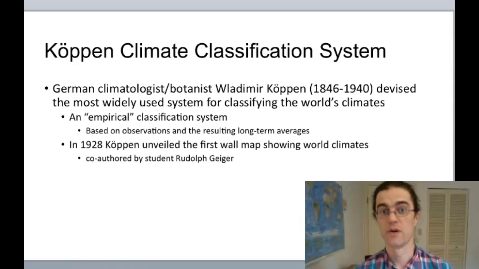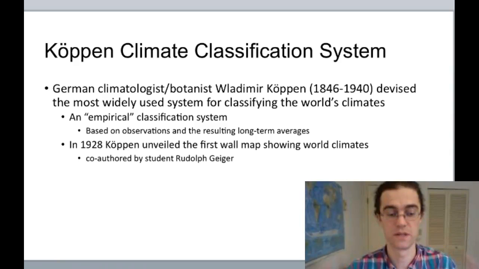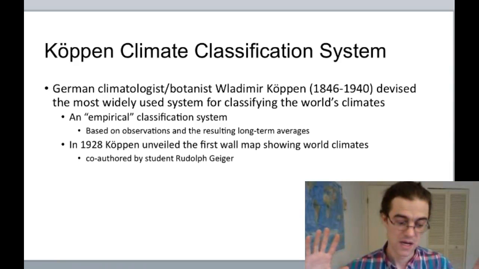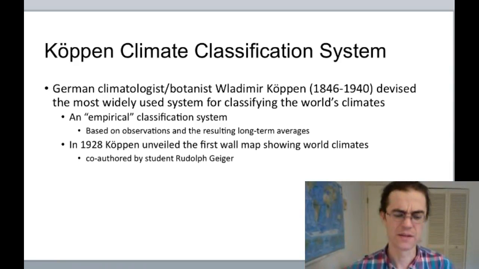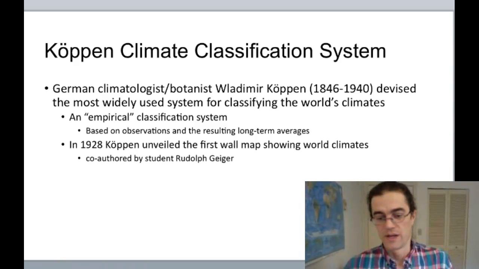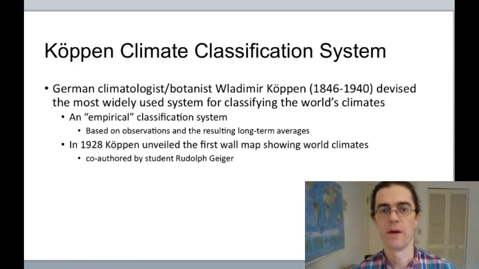So it's what's known as an empirical classification system. That is, it's based on observations and resulting long-term averages. So empirical is an adjective that expresses it's based on observations, as this little bullet point says, experiments and, like, factual observations is the best word coming to mind.